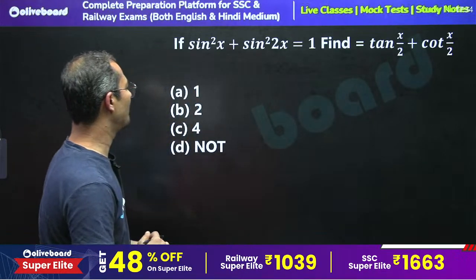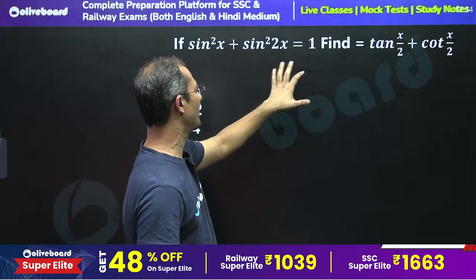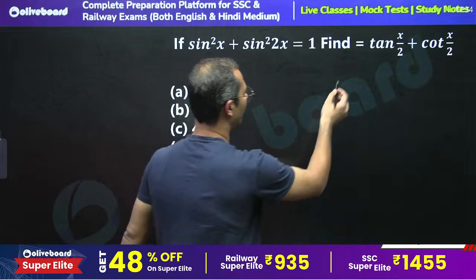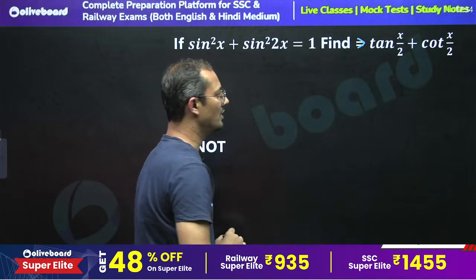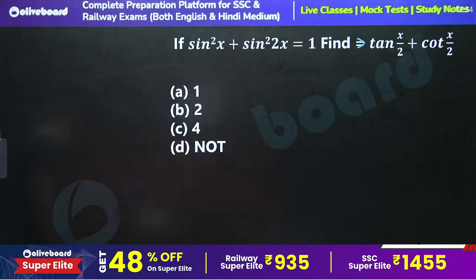If sin square x plus sin square 2x is equal to 1, then find the value of tan x by 2 plus cot x by 2. Tan x by 2 plus cot x by 2.